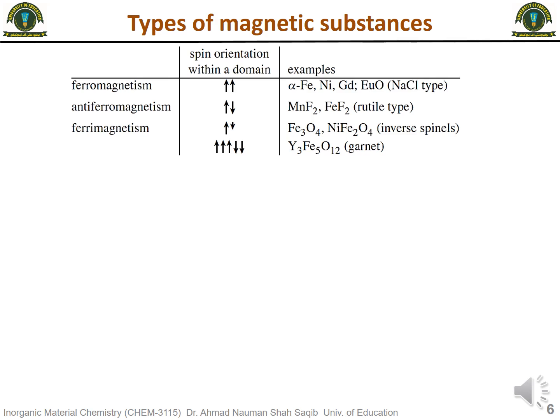So here we can see that under the spin orientation within a domain, the magnetic moments are aligned parallel to each other. Whereas in anti-ferromagnetism, we can see that the magnetic moments are anti-parallel to each other and their magnitudes are almost similar. So they cancel out each other's effect and the result is zero net magnetic moment.